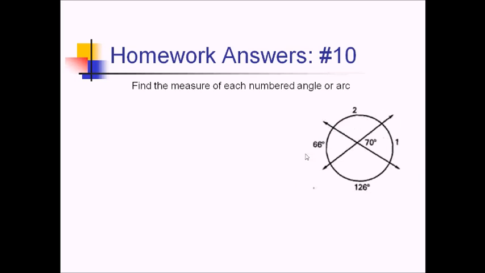For number 10, we're trying to find arcs 1 and 2. Now there's a few different ways to do this, but I'm going to go after arc 1 first. So I know that 70 is going to be half the sum of arc 1 plus 66.